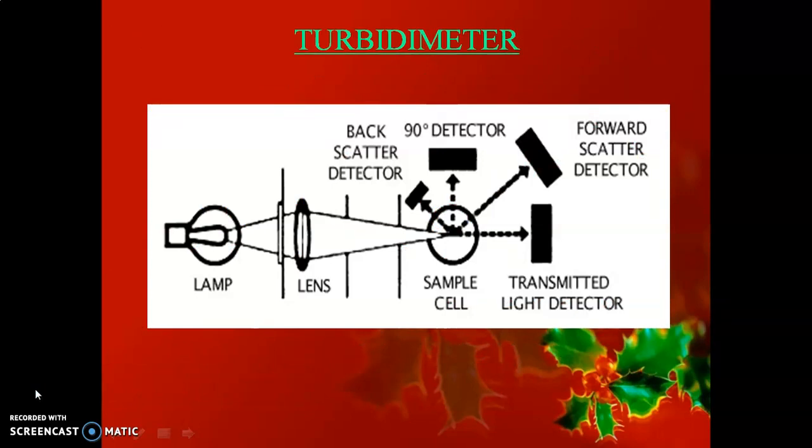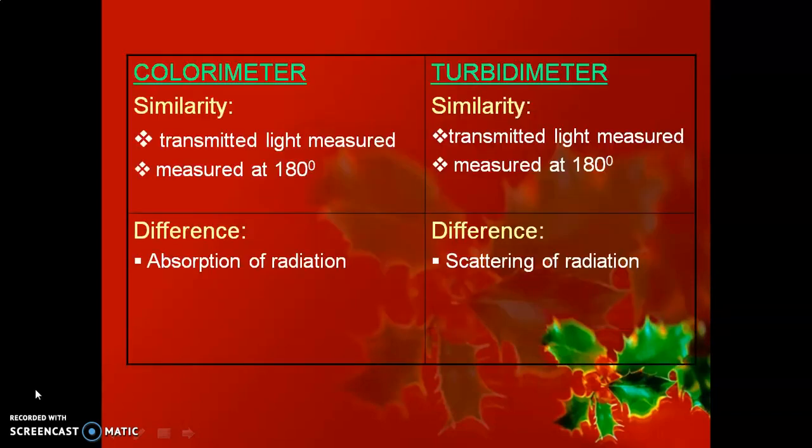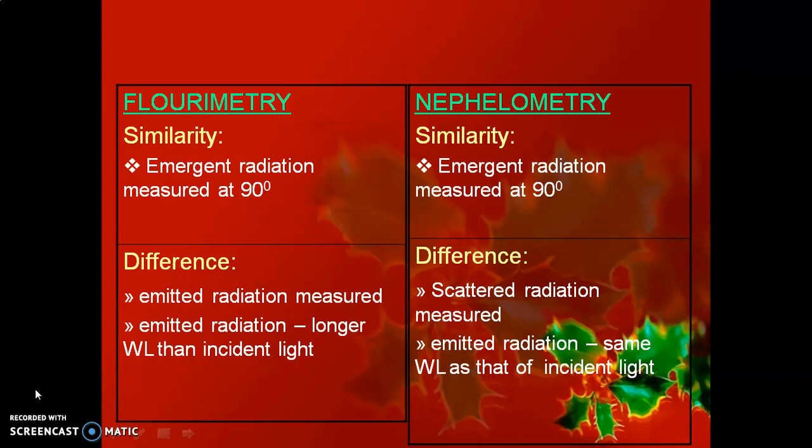Mostly in nephelometry, the configuration is as represented here: lamp, lens, sample cell, and at 90 degrees the detector is situated. That is the configuration for nephelometry. But whenever the detector is situated at 180 degrees, it means light is transmitting. So this is the arrangement for the turbidimeter. A colorimeter is very similar to the turbidimeter, and a fluorimeter is very similar to the nephelometer.